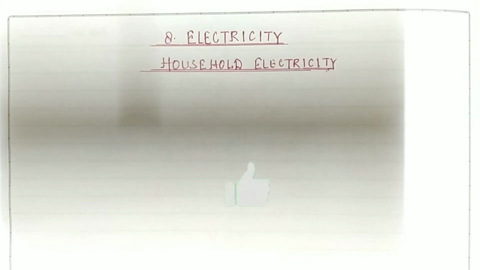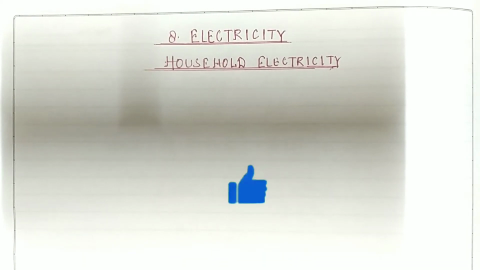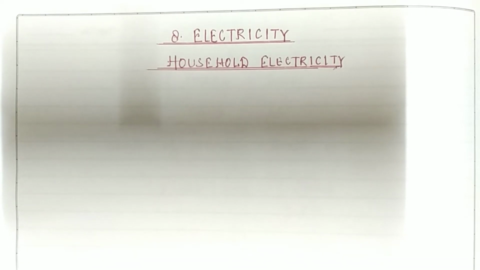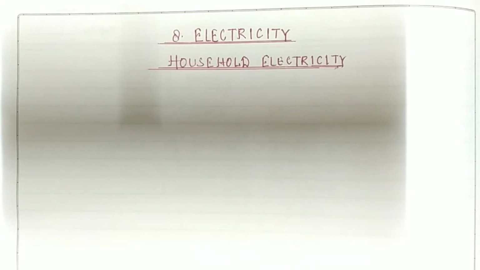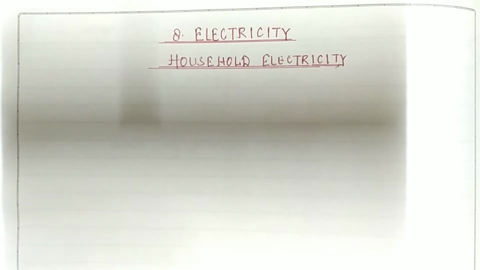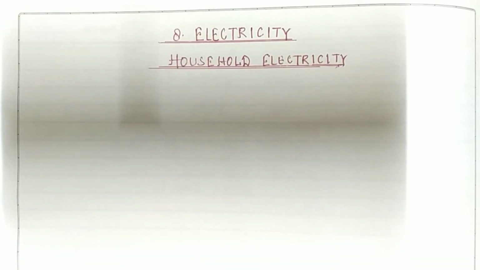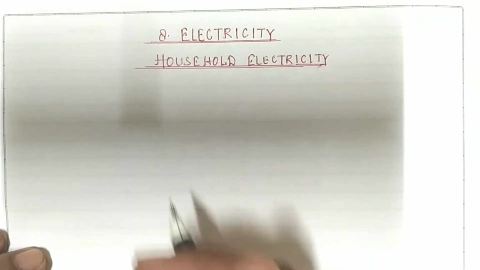So children, in the previous lecture we were discussing the new chapter, electricity, in which we have started Part A, household electricity. In the last chapter we learned how we can generate power and transmit it to the consumer. Right now we are going to discuss the color coding of the live, neutral and earth wires, because in order to transmit electricity from one place to another, we require certain connecting wires. Those connecting wires are of different types and different colors.